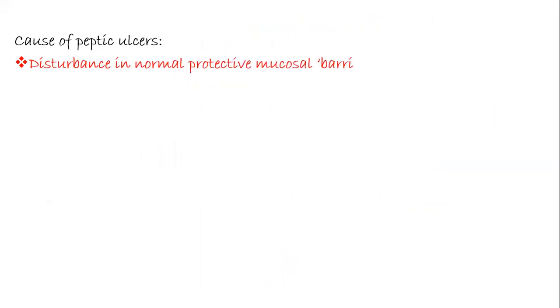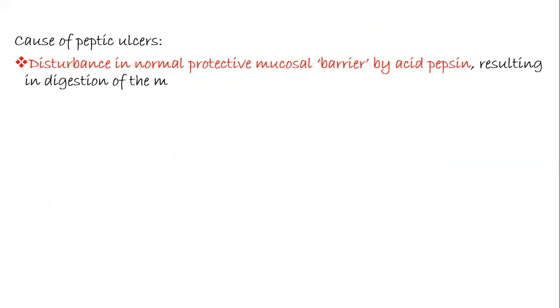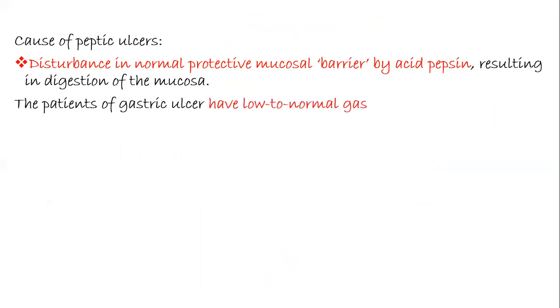It occurs due to disturbance in the normal protective mucosal barrier by acid pepsin, resulting in digestion of the mucosa. When the quantity and quality of the mucus is decreased, the mucosal layer comes in contact with the acid. Even if your acid secretion is normal, not elevated, that acid can still have a dangerous effect on the mucosa.